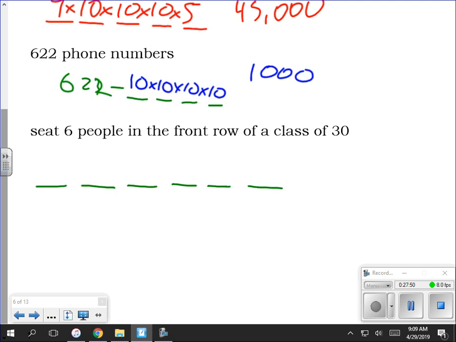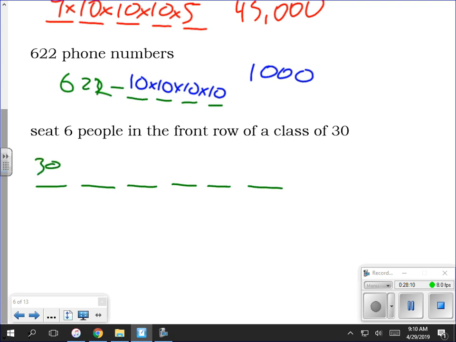How many people can I choose from? How many kids can I choose from to sit here in this first spot? 30. How many for this one here? 30. No, I can't do 30 because I already got 1 here. How many do I have left? 29, 28, 27, 26, 25.